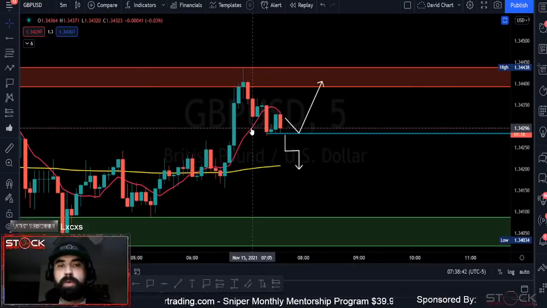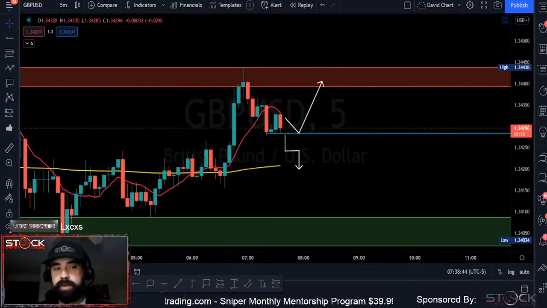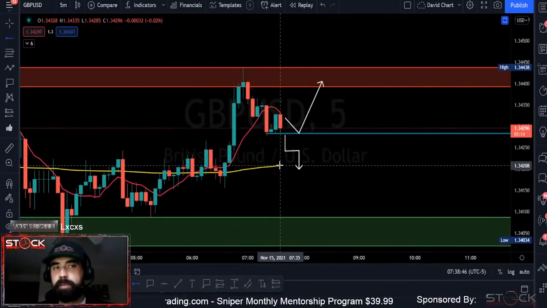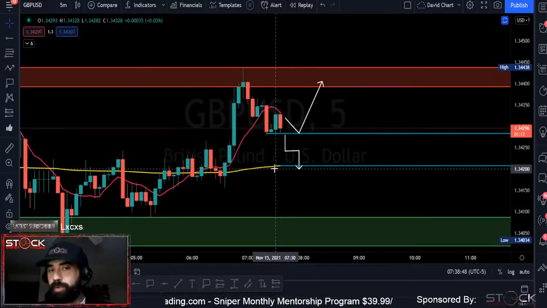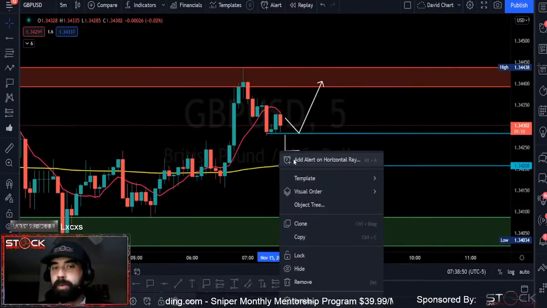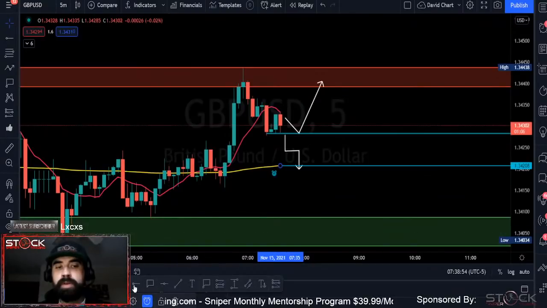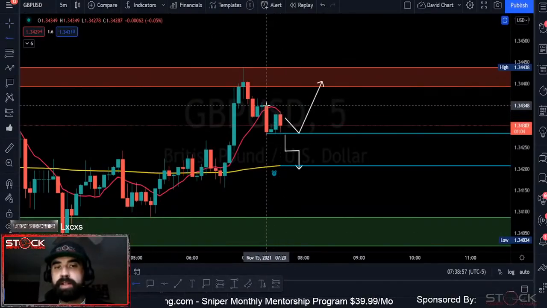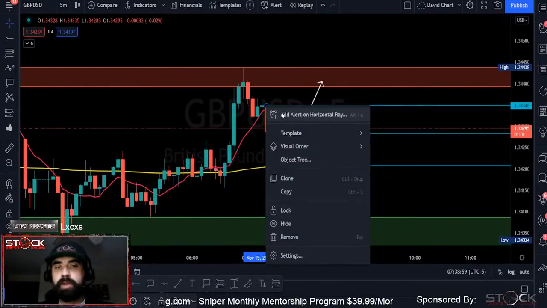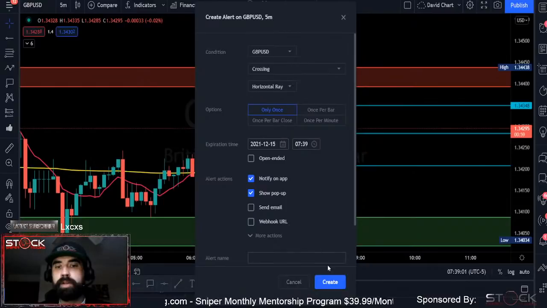Let's watch and see. I want to make sure that we are continually breaking. I'm going to extend this 200 EMA. Okay, I'm going to add an alert on it, and then I'm also going to start to add an alert at this horizontal ray up here.